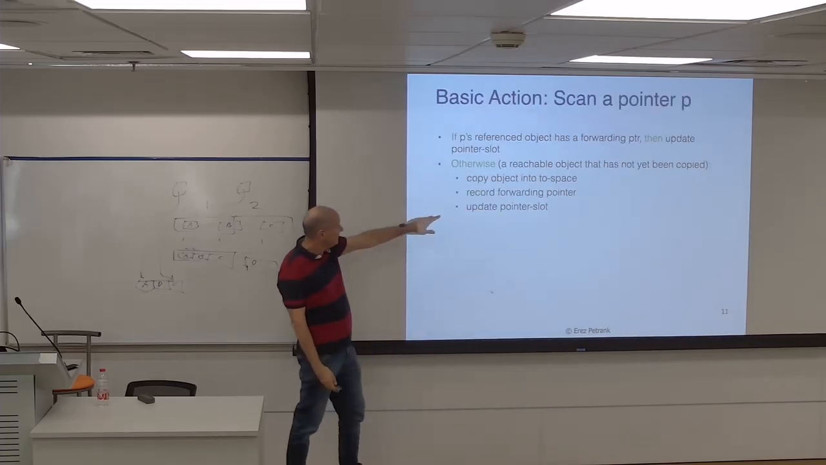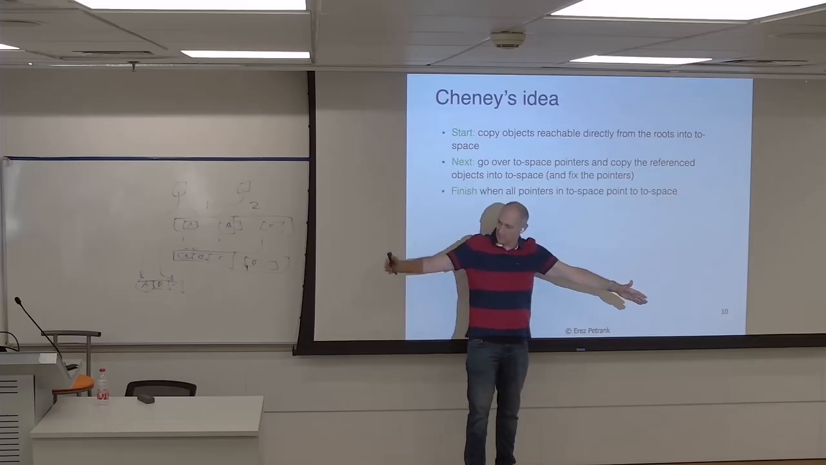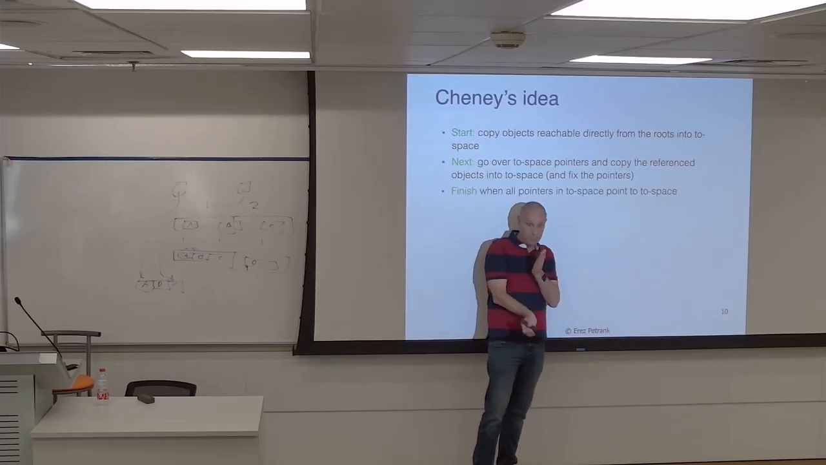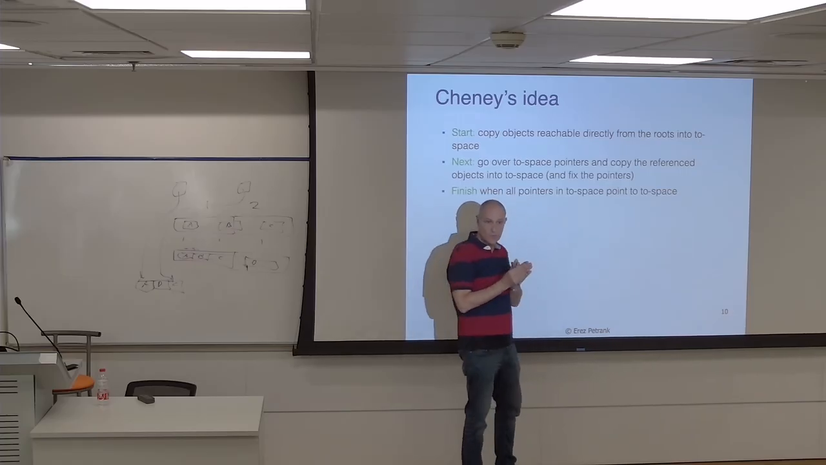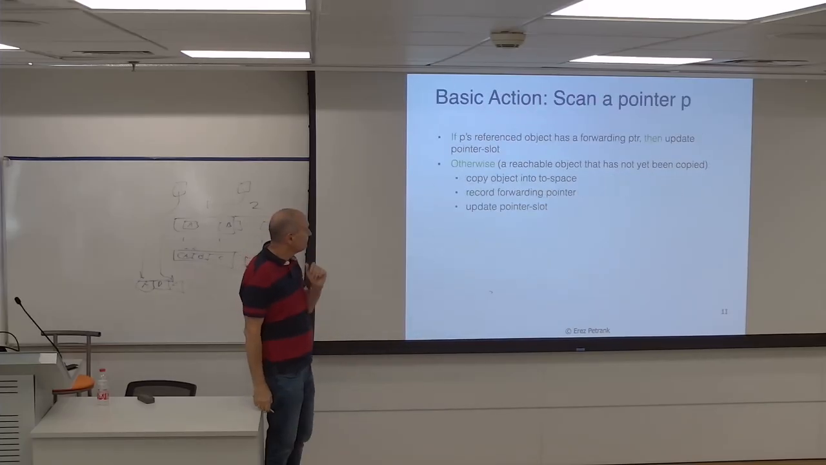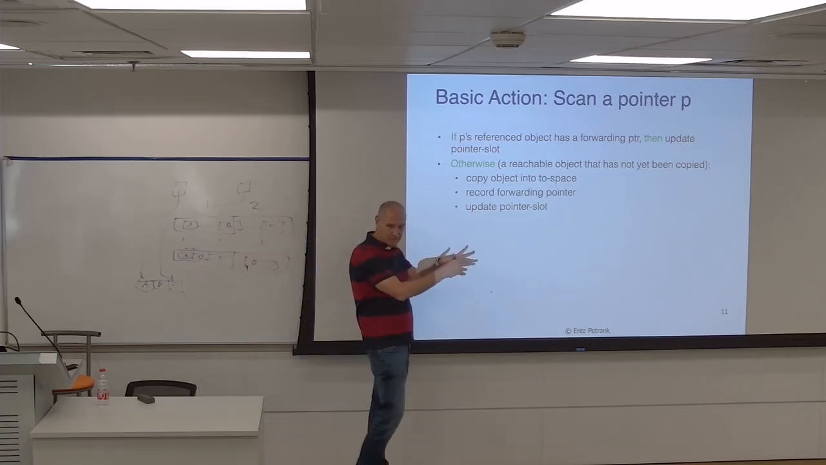I finish when all pointers in to-space point to to-space, because I just go over all of to-space and fix the pointers. Sometimes I copy, sometimes I just fix the pointers. When I'm done and all of to-space is pointing at to-space, I finish the algorithm. Exactly, it's like I'm doing a BFS and keeping the queue in to-space. Yes.